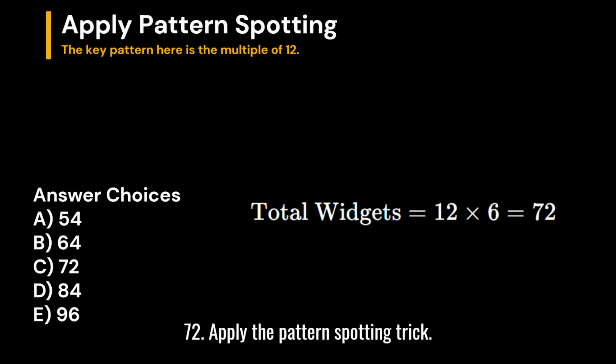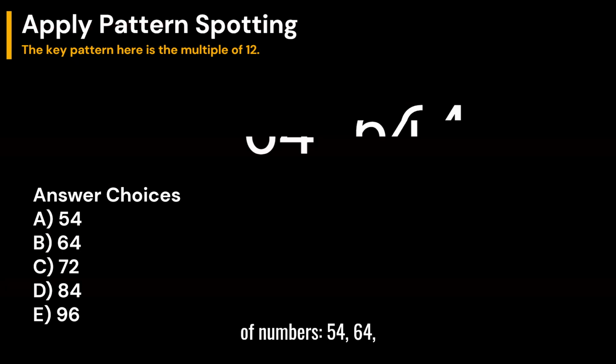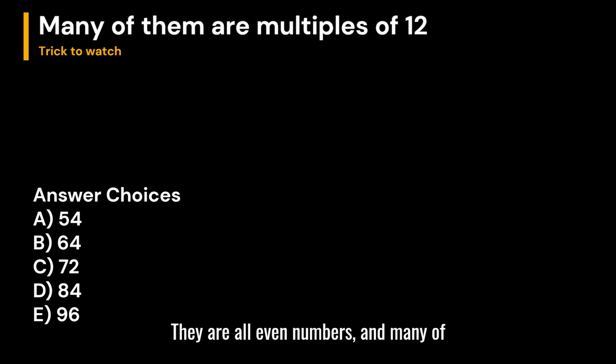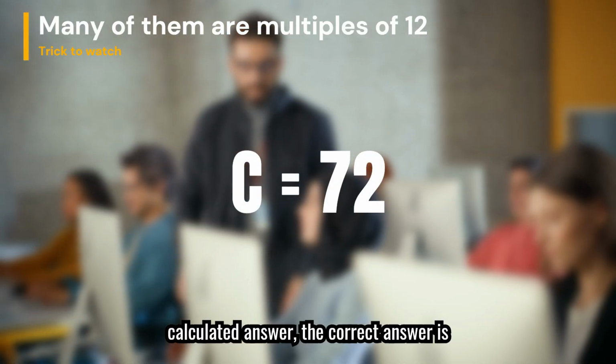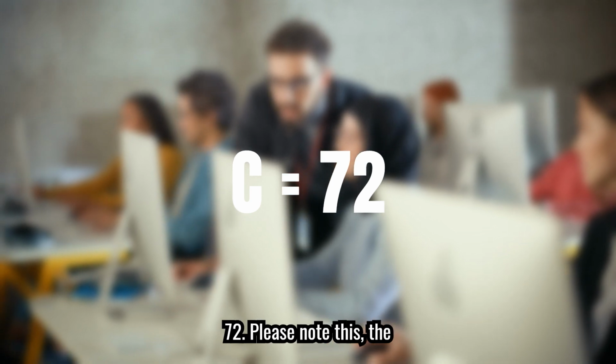Apply the pattern spotting trick. Notice the answer choices: 54, 64, 72, 84, 96. They are all even numbers, and many of them are multiples of 12. The key pattern here is the multiple of 12. Since the production rate is 12 widgets per hour, it's likely that the answer will be another multiple of 12. Identify the correct answer. Since 72 is clearly a multiple of 12 and matches the calculated answer, the correct answer is option C, which is equal to 72.